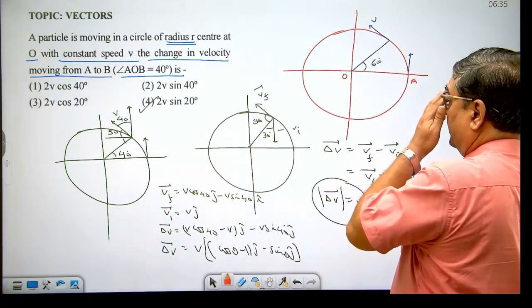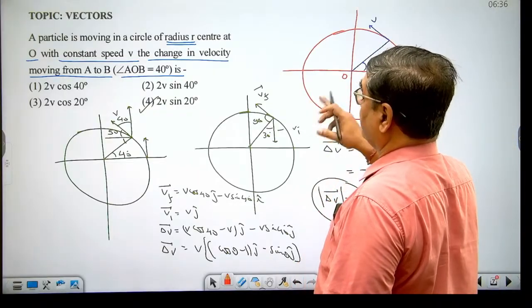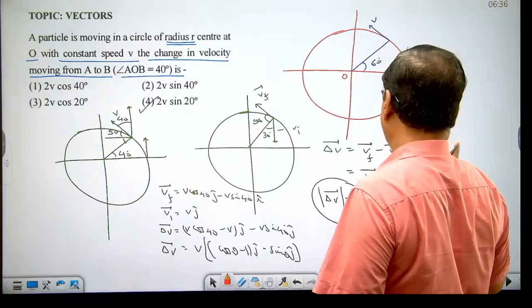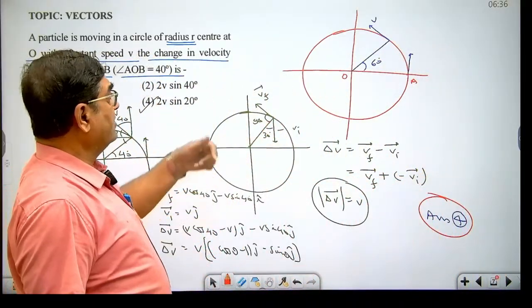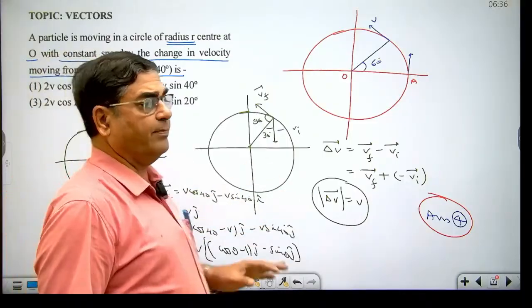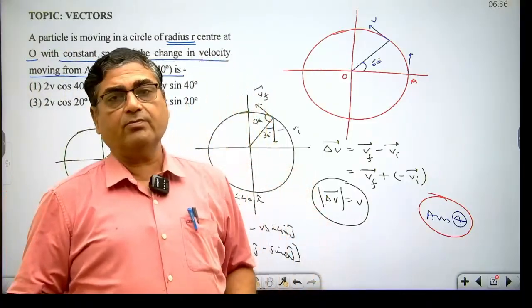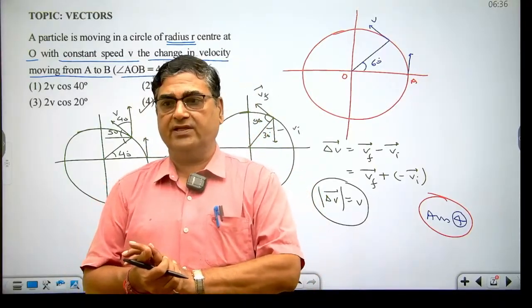Or you can remember directly this formula: whenever the angle changes by theta, then the change in velocity will be equal to 2V sin theta by 2. Here also, if the angle is changing by 60 degrees, 2V sin 60 upon 2, 2V sin 30, so it is coming V. Okay, so directly you can remember, whenever in circular motion the angle changes by theta, the change in velocity will be equal to 2V sin theta by 2.